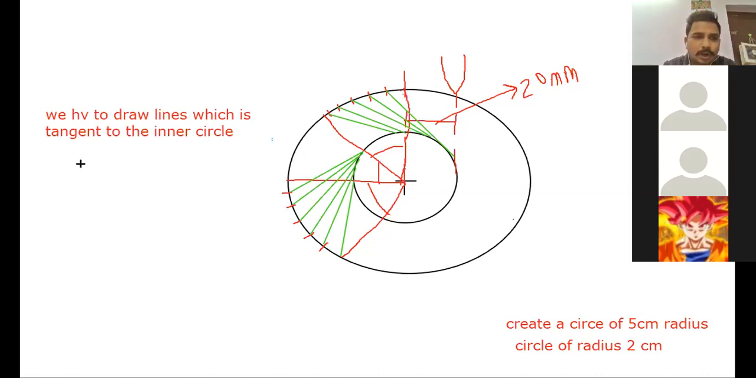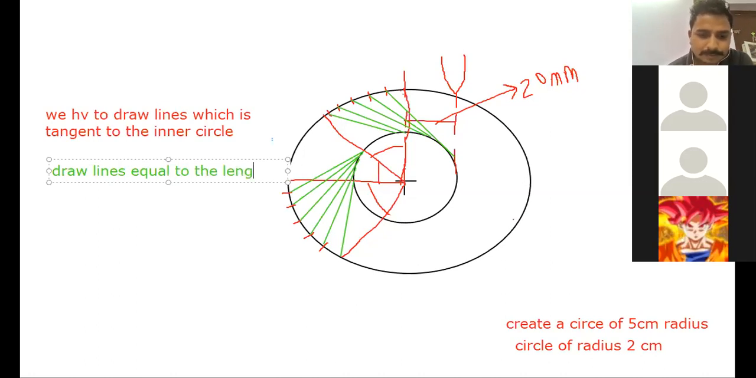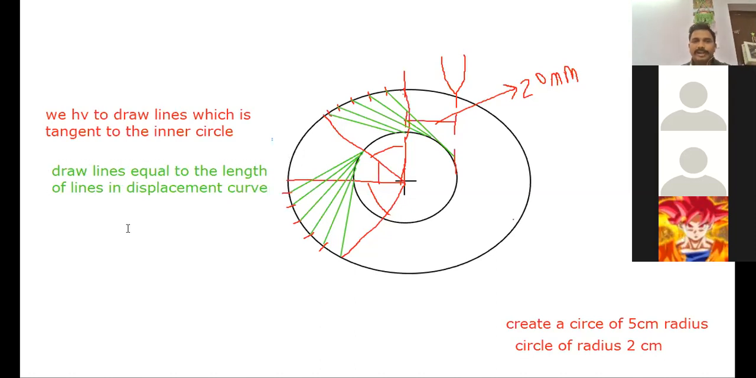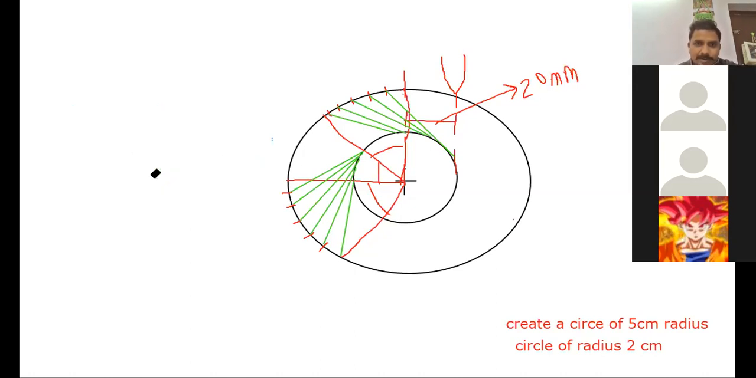Now what we have to draw is, again I'm writing, now draw the lines equal to the length of lines in displacement curve. Okay, this is what we have to do. Correct. So now I would just remove this thing because we'll have to draw the lines here.